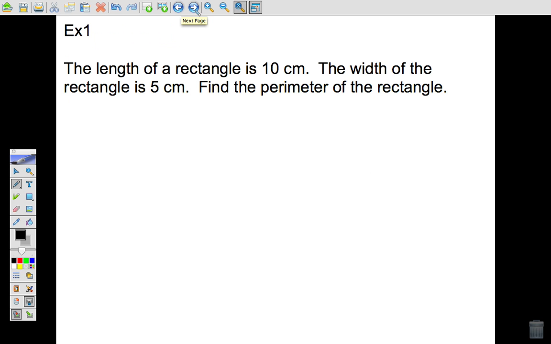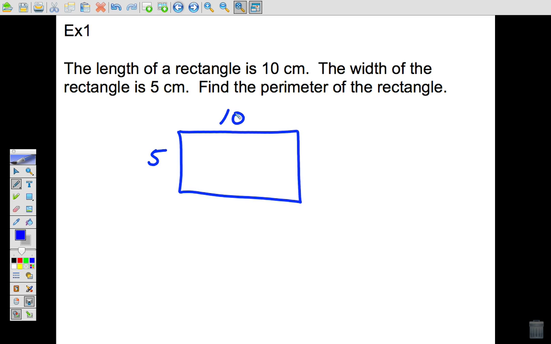Let's take a look at example 1. The length of a rectangle is 10 centimeters. So I'm going to make a rectangle. And it says the width is 5. So this is a 5 by 10 rectangle. Find the perimeter. Now you got to make sure that you add up all 4 sides. You find the distance around the whole object. So 10 and 10 is 20, 5 and 5 is 10, and we get 30 centimeters as the perimeter of that rectangle.